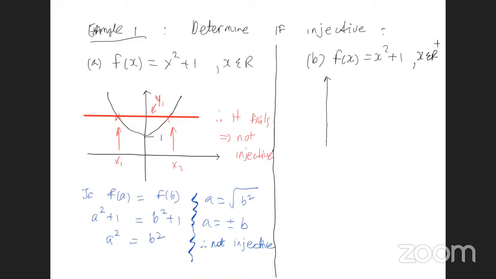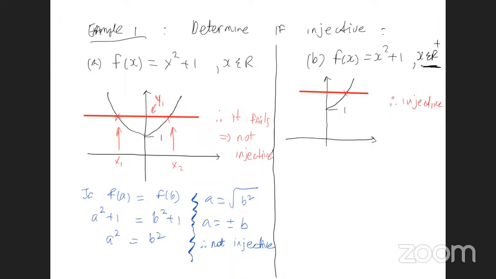All right, let's see what you got. So remember, we only want the positive real part. So the graph looks like that. If you do the horizontal line test, it will only cut once, no matter where you put the function. So therefore, injective.